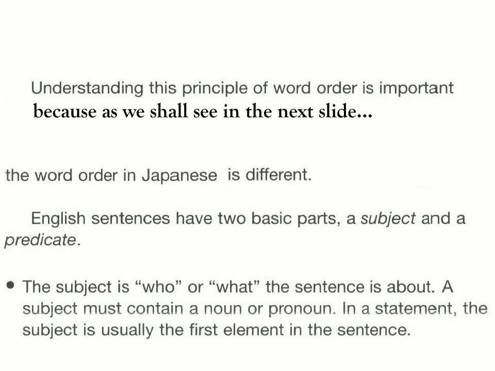Understanding this principle of the word order is important because, as we shall see in the next slide, the word order in Japanese is different. English sentences have two basic parts, a subject and a predicate. The subject is who or what the sentence is about. A subject must contain a noun or a pronoun. In a statement, the subject is usually the first element in the sentence.